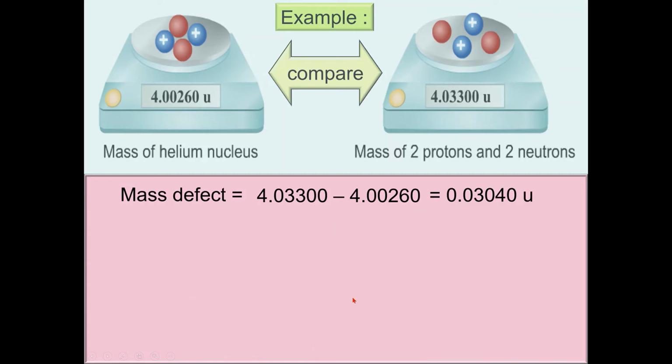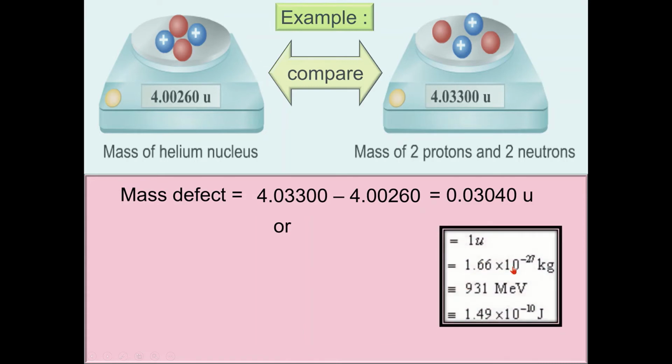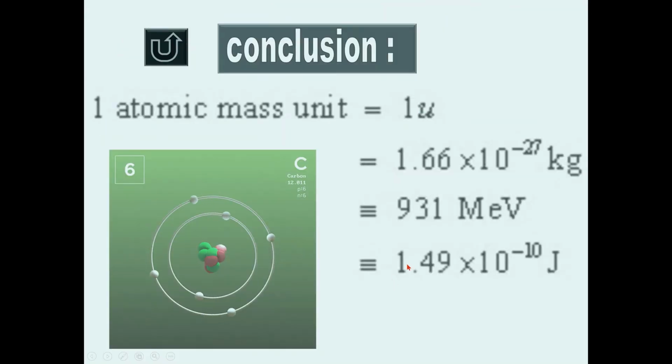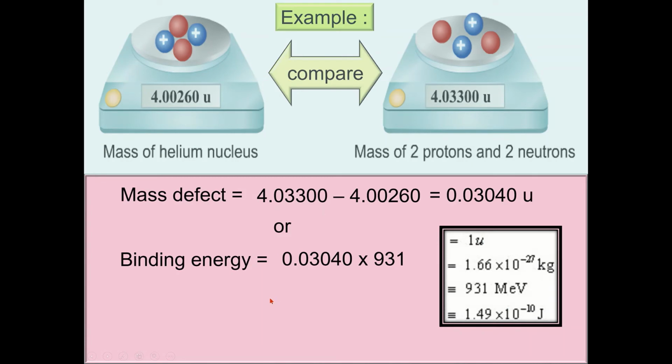Okay, another method, we can use this equivalence, 1 U to 931 mega electron volt. So from this, 0.03040 U times 931, we get 28.3 mega electron volt, the same answer as the previous method using E equals mc squared.